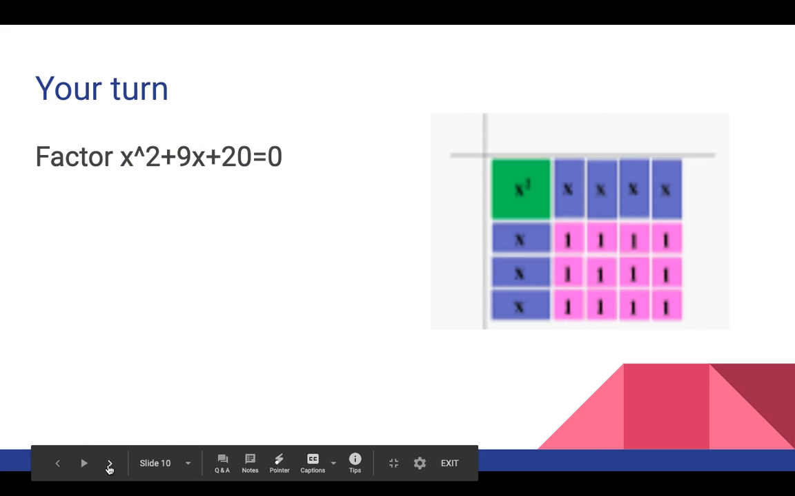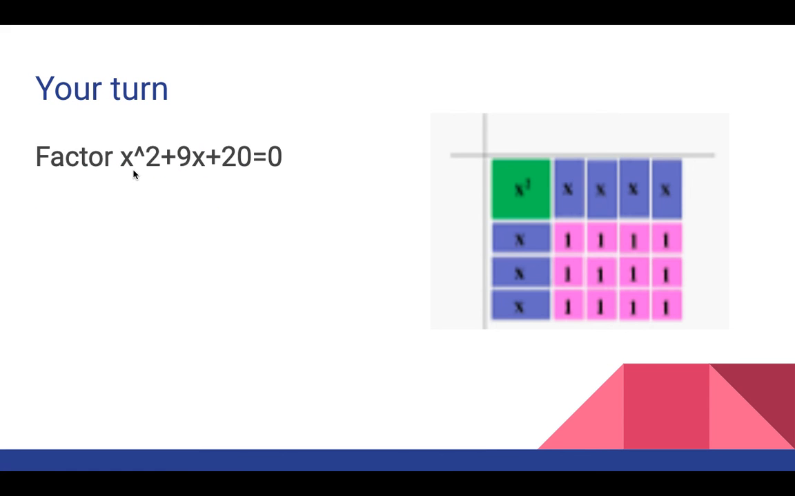I would like you to try this problem. I would like you to factor x squared plus 9x plus 20 equals 0. Please pause the video and factor it, and then unpause it to go over the answers.